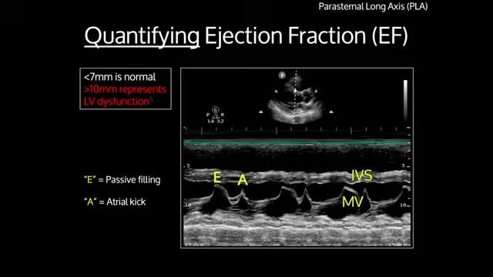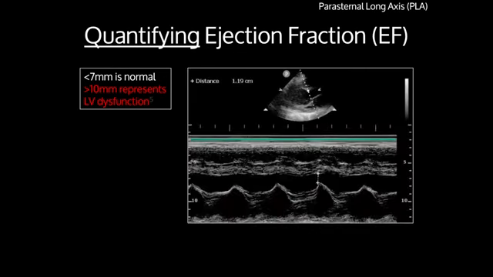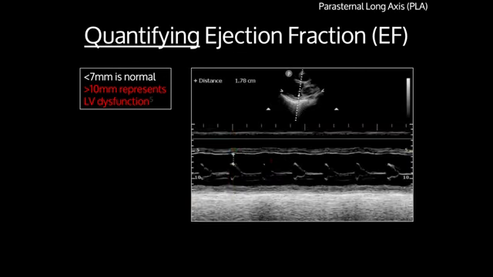The distance between the IVS and the squiggly lines shows just how close the anterior mitral valve leaflet gets to the interventricular septum. A distance of less than 7 millimeters is considered normal, and greater than 10 is considered LV dysfunction or reduced EF. 7 to 10 is sort of a gray area and needs to be taken into context. Notice, this distance is greater than 10 millimeters and is consistent with CHF. This is another example of reduced ejection fraction.